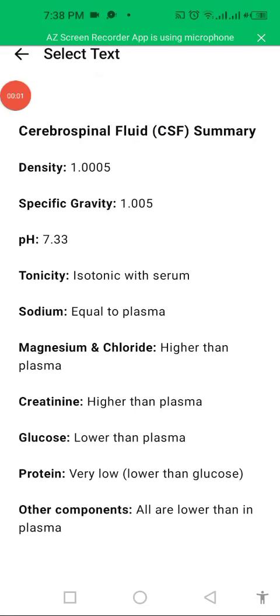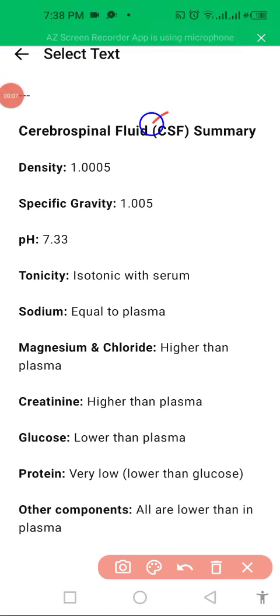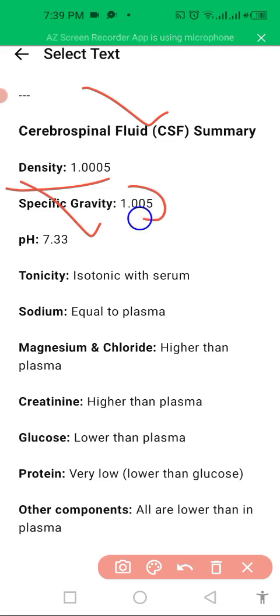To look at CSF, cerebrospinal fluid, characteristics and important points related to CSF. CSF is a fluid which is present in the meninges and it acts as a cushion. It has higher magnesium and chloride concentration. Specific gravity is 1.005, pH is 7.33. It is isotonic with serum and sodium is equal to plasma level.